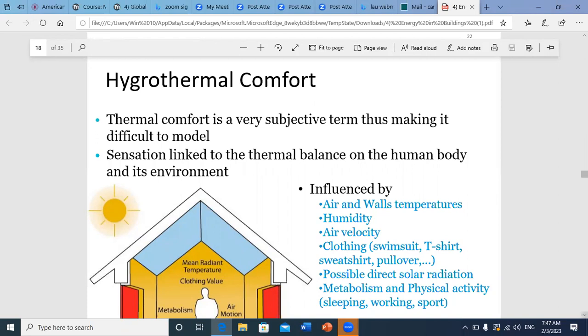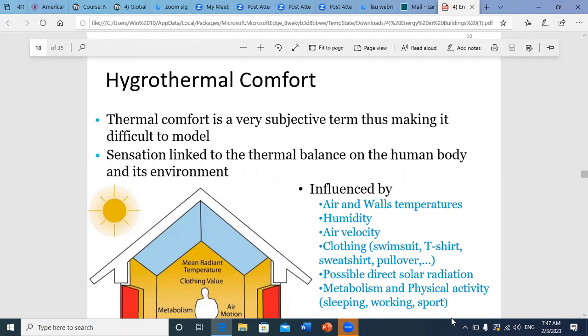And we'll see how sensation linked to the thermal balance on the human body and environment can be performed. You have some online calculators that can give you numbers to assess the thermal comfort sensation. And also, of course, we have very complex bioheat models that are programmed and developed in order to test thermal comfort. We'll discuss all of these together when we do simulation of energy systems using ANSYS Fluent.